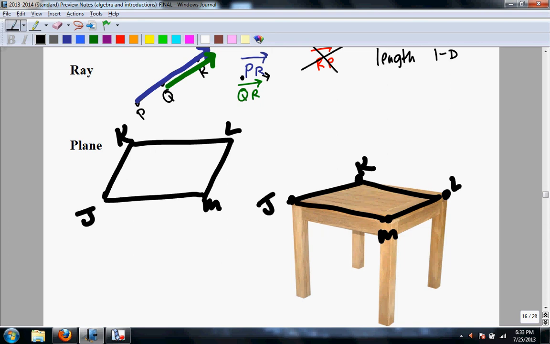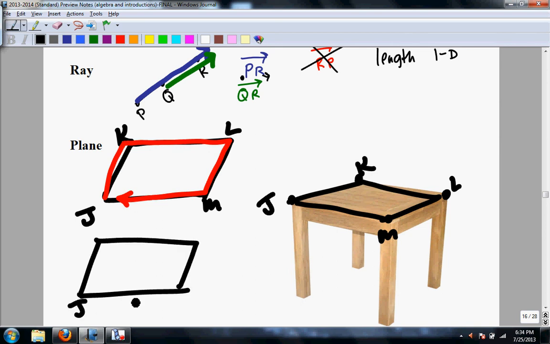Really important, when you name planes with points, you must go exactly counterclockwise or clockwise. Notice I went J, trace with me, J to K to L to M. Do you see that's clockwise? I could have named the same plane like this, J, K, L, M. Could have gone like this as well, counterclockwise, that's fine.